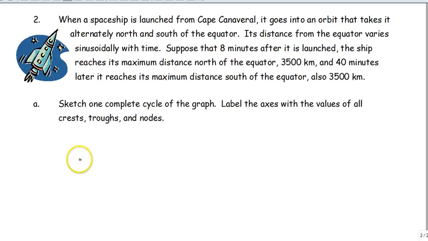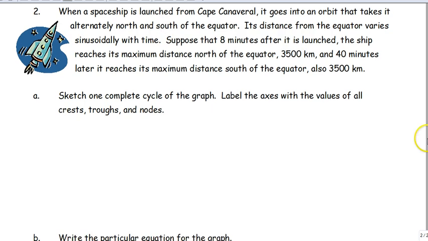There is a spaceship being launched from Cape Canaveral. We don't know how far away from the equator it is. It's not necessarily at the North Pole, the South Pole, or the equator. Its distance from the equator varies sinusoidally with time, alternating north and south of the equator. So the equator is going to be our node. Suppose that 8 minutes after it's launched, so I'm going to just make a curve here, and since I know that we're going to have a node of 0 for the equator, let's draw a line here.